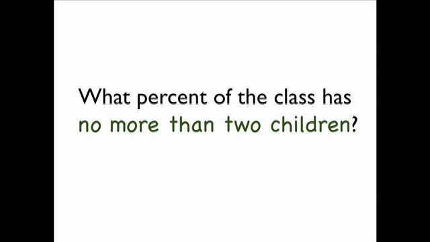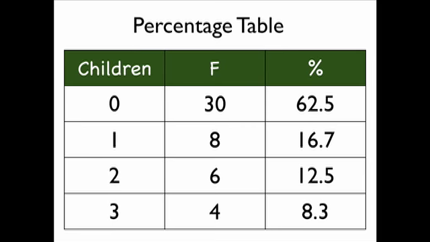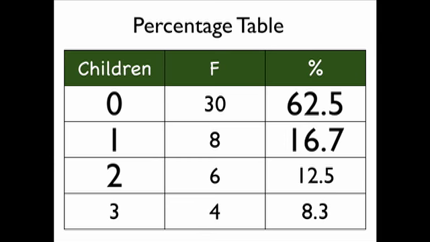What percent of the class has no more than 2 children? No more than 2 is short for not more than 2. 2 is the limit. Zero is not more than 2, 1 is not more than 2, and 2 is not more than 2. The 62.5, the 16.7 added with 12.5 will be our answer.